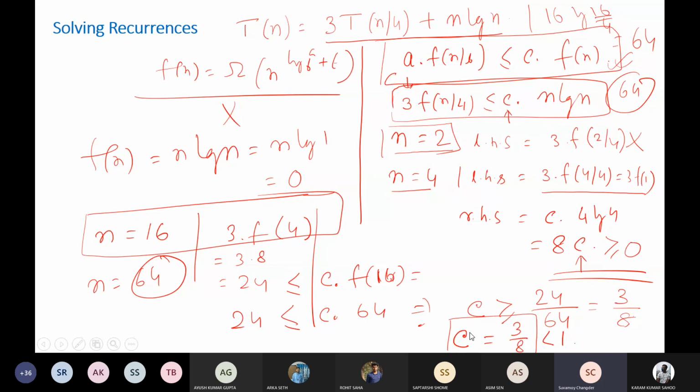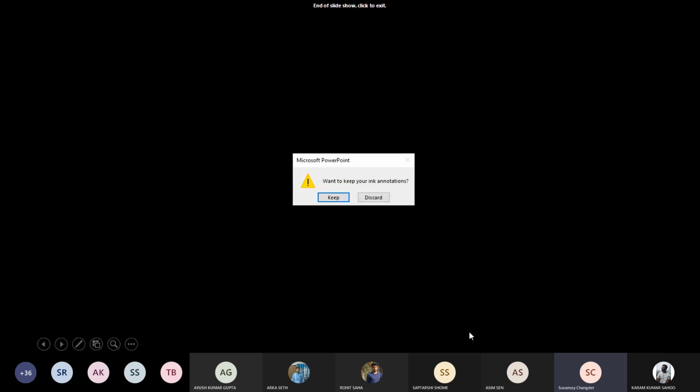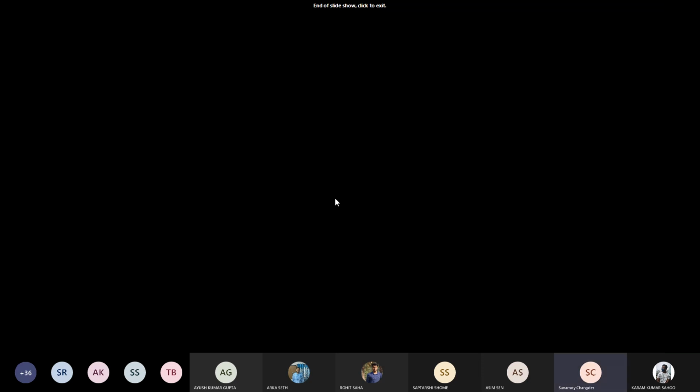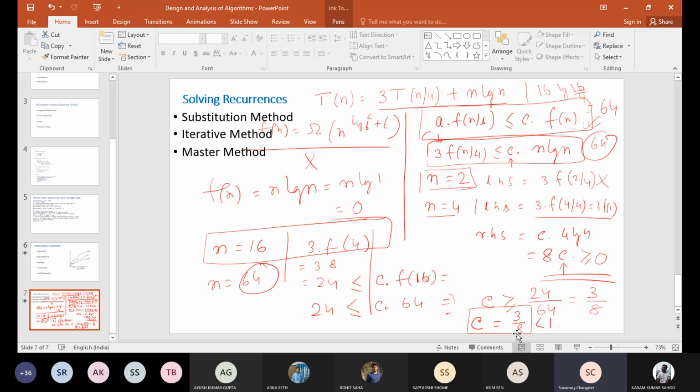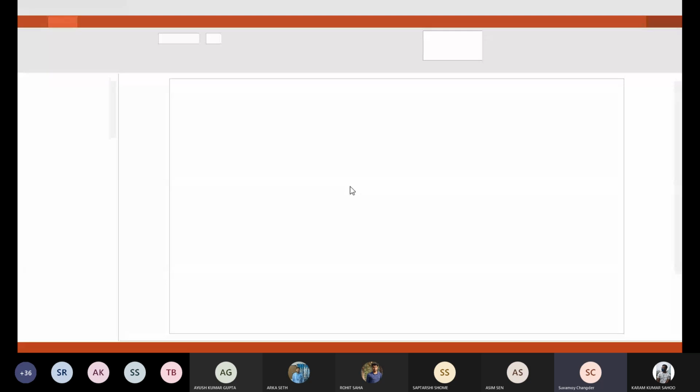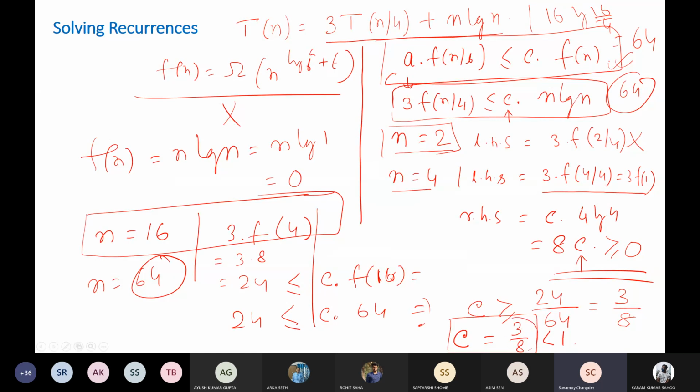If you consider this c, the minimum value, this constant is less than 1, then we can say that for this particular c, 3 by 8 which is less than 1, a into f of n by b is less than or equal to c into f of n. So in this way we can find the value of c. Is it okay? Have you understood? Yes, sir.